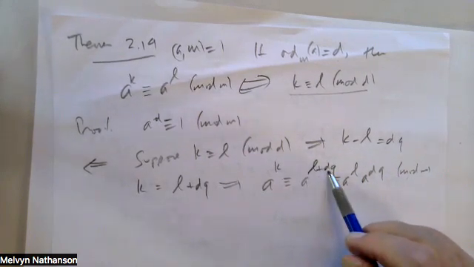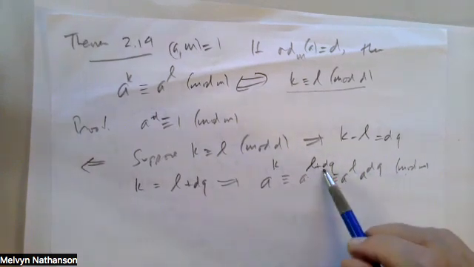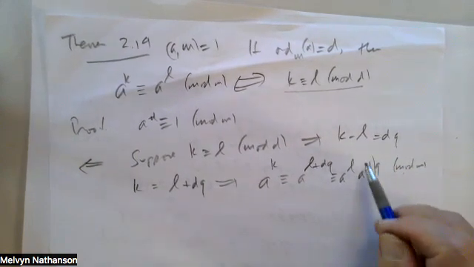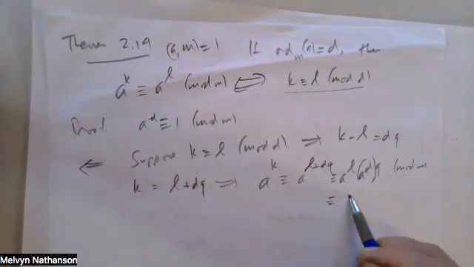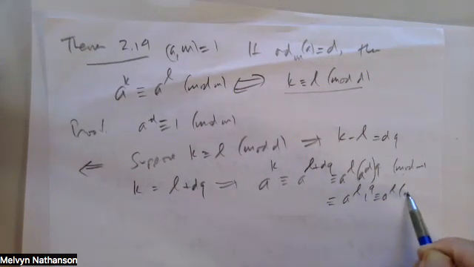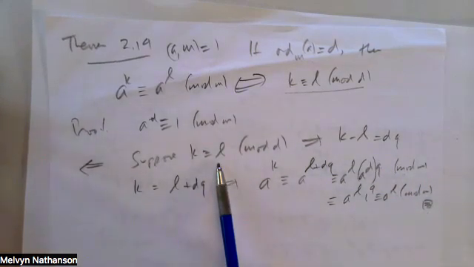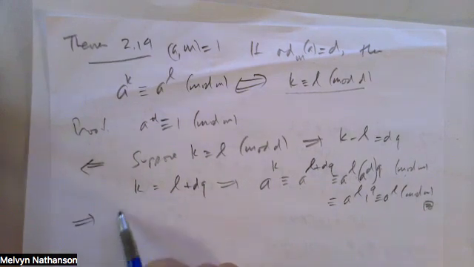A to the sum of two integers is the product of a to those integers. And a to the dq is a to the d to the q. But a to the d is 1, so this is congruent to a to the l times 1 to the q, or a to the l, mod m, and we're done. If k is congruent to l mod d, then a to the k is congruent to a to the l. And let's prove the converse.